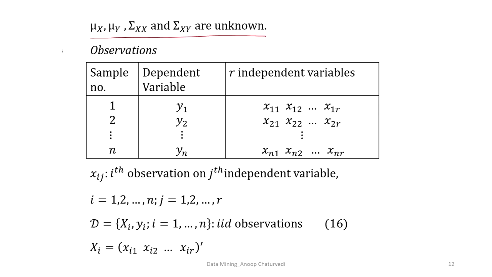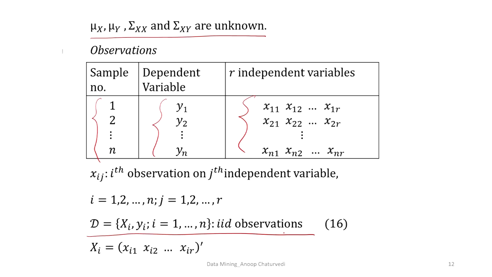So, what we have to do? We take observations from the joint distribution of y and x 1, x 2, x r, and on the basis of those observations, we estimate these parameters. So, these are the observations. You have n observations on y's and x's. So, x ij is the ith observation on the jth independent or input variable, i equal to 1 to n, j equal to 1 to r. And this is your data set.